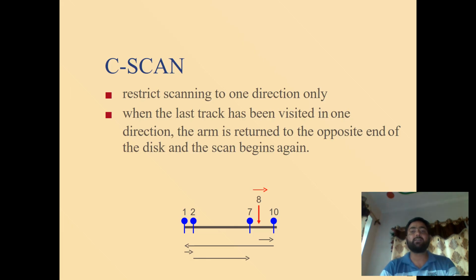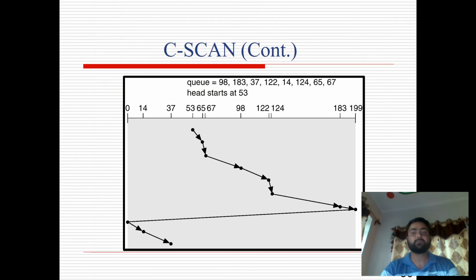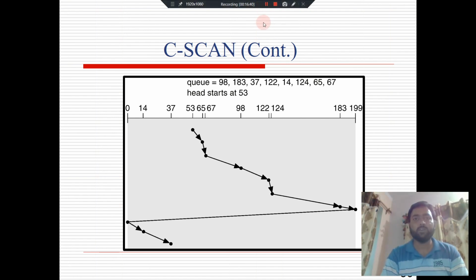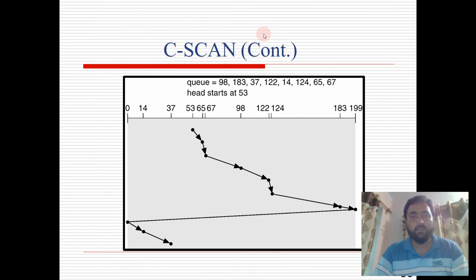So as you can see in this algorithm, we have to calculate the total number of head movements. The total head movement in the C-SCAN algorithm is 167 cylinders. So it is further less than the SCAN algorithm. So it is the best algorithm to be used.